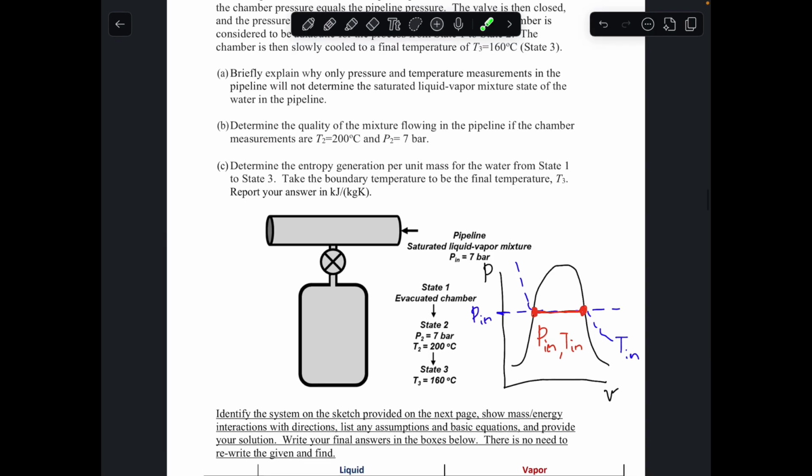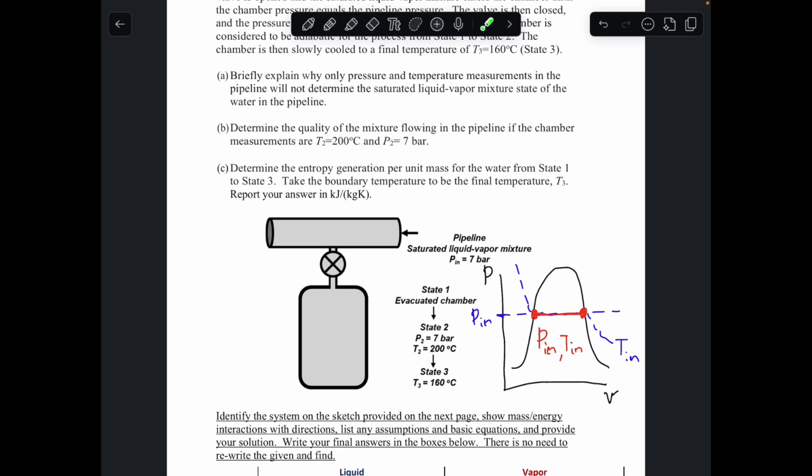Just think about how you would write it and make sure you're communicating this point, that for only knowing the pressure and temperature in the SLVM range, we don't know specifically where we are along this line.